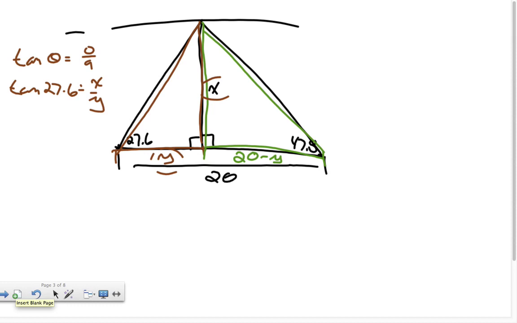Doesn't really help, but at least it's getting us further. Now what I want to do is isolate for one of the variables. I want to isolate for x. I could isolate for y, but I don't like how y is looking on the other side right now. But isolate for x, what do I get? How do I isolate for x?